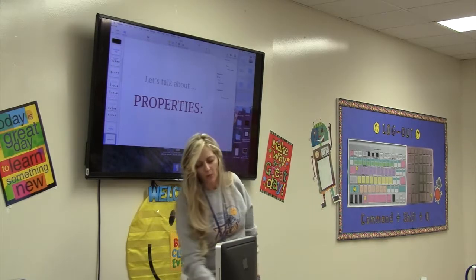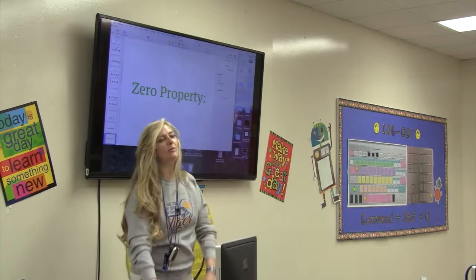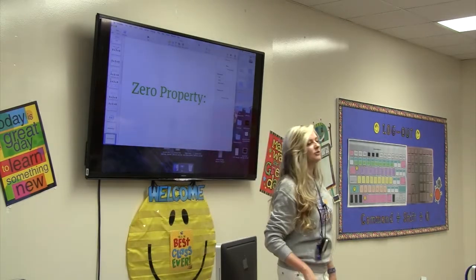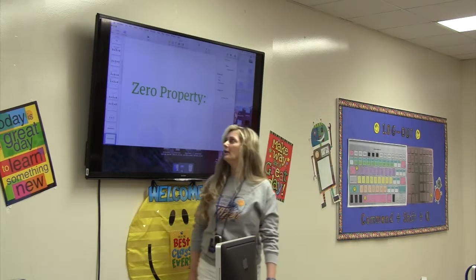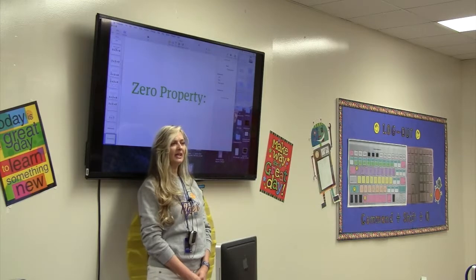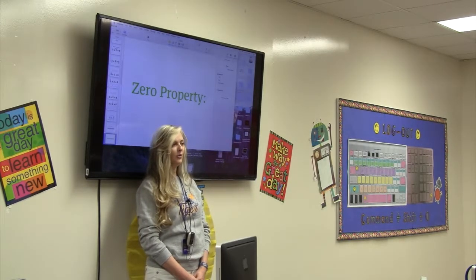Inside multiplication, we have some things that we can depend upon as well that are going to happen. One of those properties is zero property. Please write it down. Zero property, inside your notebook.